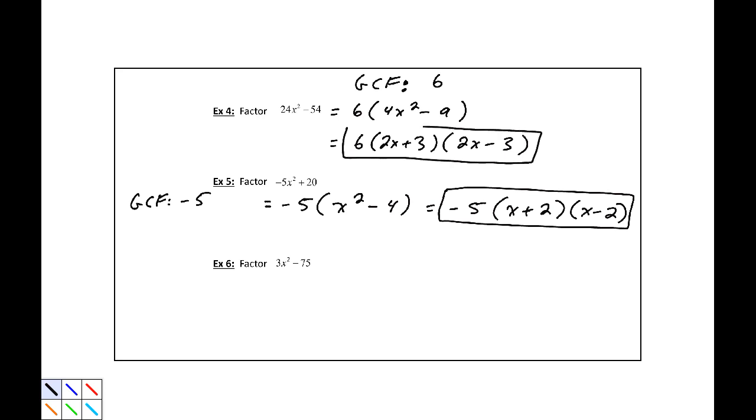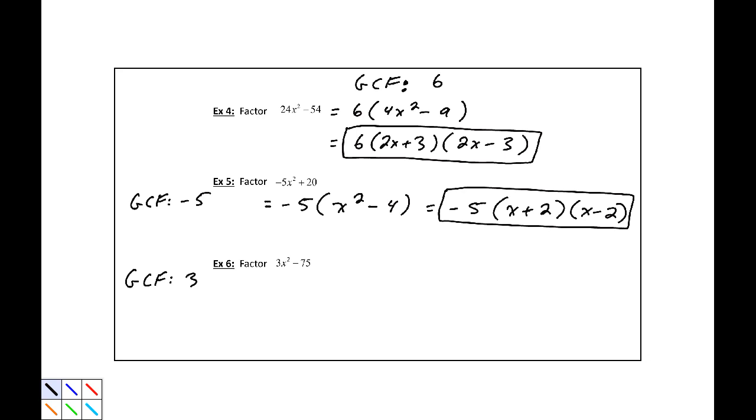All right, example 6. Factor 3x squared minus 75. These are not perfect squares, so we need to look for a greatest common factor. That's all we can do. And really, the first thing we should always ask is, can we factor out a greatest common factor? There always is a greatest common factor. Remember, 1 always works, but we want something bigger than 1. So in this case, the greatest common factor is 3 between 3x squared and 75.